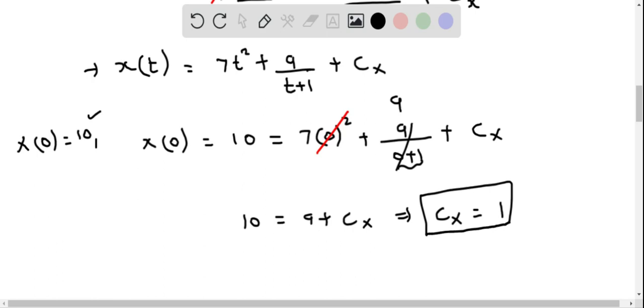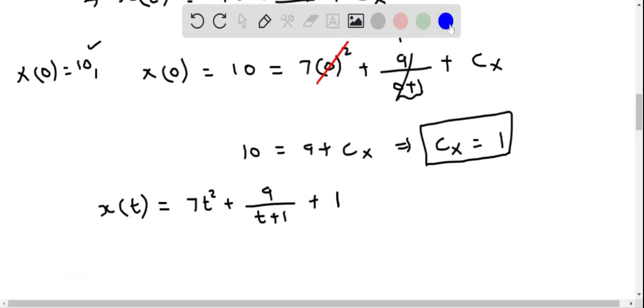Now we can substitute this into x of t so that we determine x of t. So we have x of t equals 7t squared plus 9 over t plus 1 plus cx, which is 1. So we have determined this x of t.